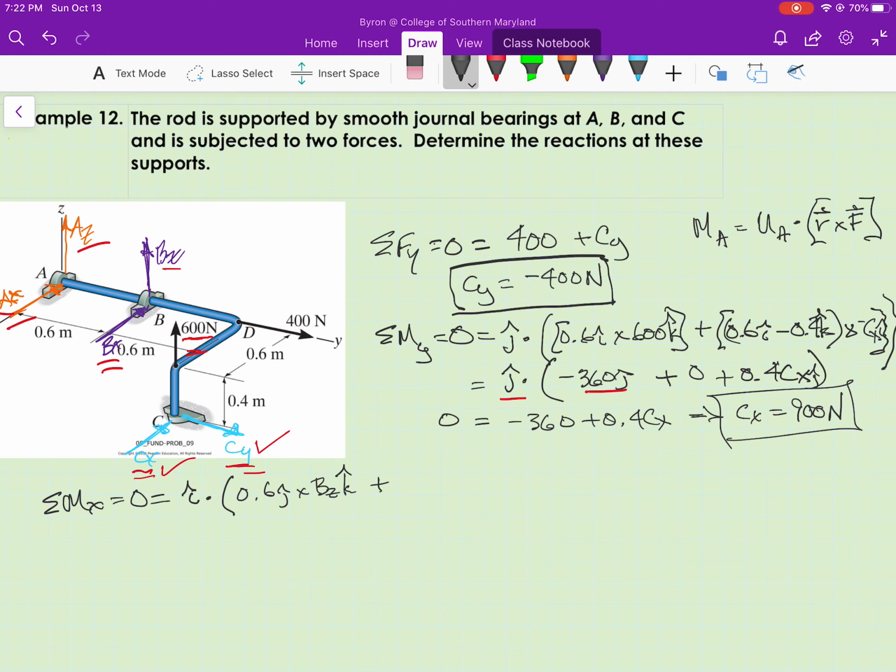Plus, now let me look at the 600 Newton force. R for that, from the x-axis to that force, is 0.6 i plus 1.2 j, and that's going to be crossed into a positive 600k.